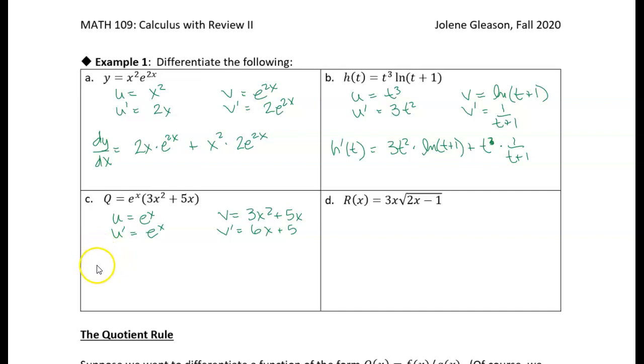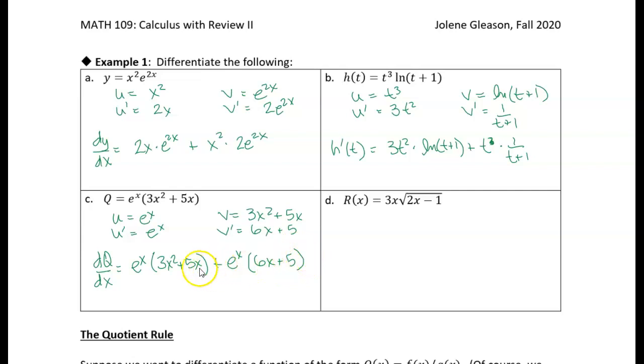Okay, so let's apply the product rule. So dq dx is equal to the derivative of the first times the second, 3x squared plus 5x. All right, plus the first, sorry, the derivative of the first. No, wait, I already took that. Okay, so it's the derivative of the first times the second, plus the first times the derivative of the second. All right, so 6x plus 5.